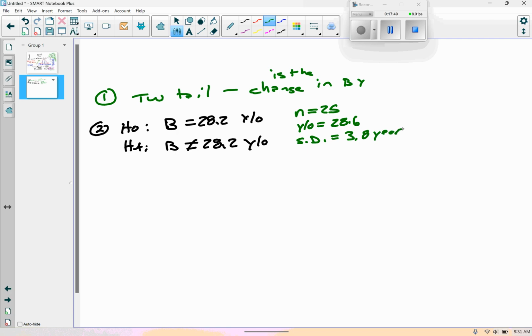Friends, is this going to be a T distribution? And why or why not? Yes, it is. I like it. Because it says so? Because it's the chapter we're working on? What is the one thing that indicates a T distribution that's up there?